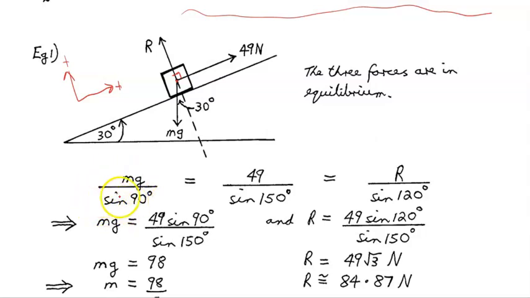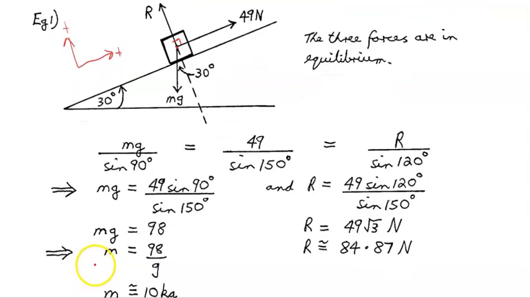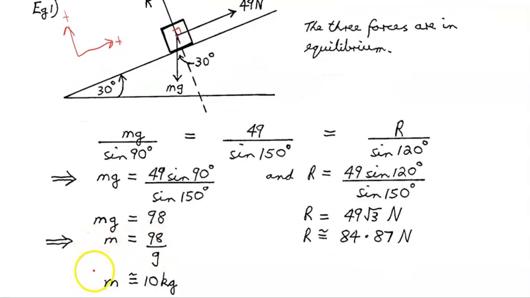mg over sine 90 equal to 49 over sine 150. So mg equals 49 sine 90 degrees, just multiply both sides by sine 90 degrees. So 49 sine 90 degrees over sine 150 degrees. Put that into the calculator. That gives you mg is 98. And then m is 98 on g, and if you take 9.8 for g, instead of saying 9.82 or anything like that, then we'll get exactly 10 kilograms for the mass.